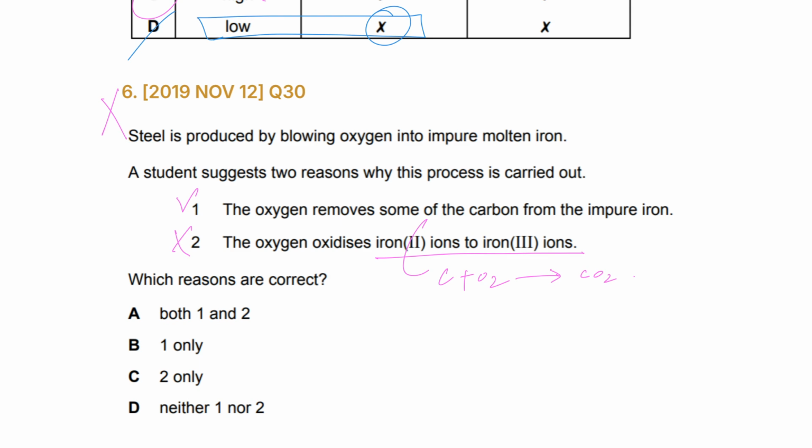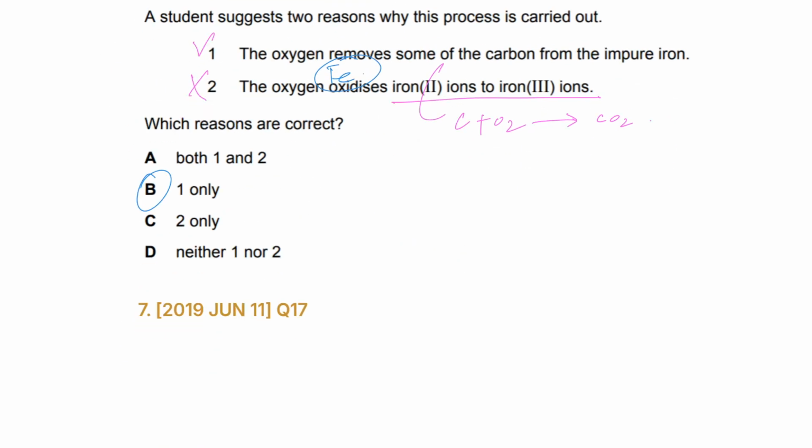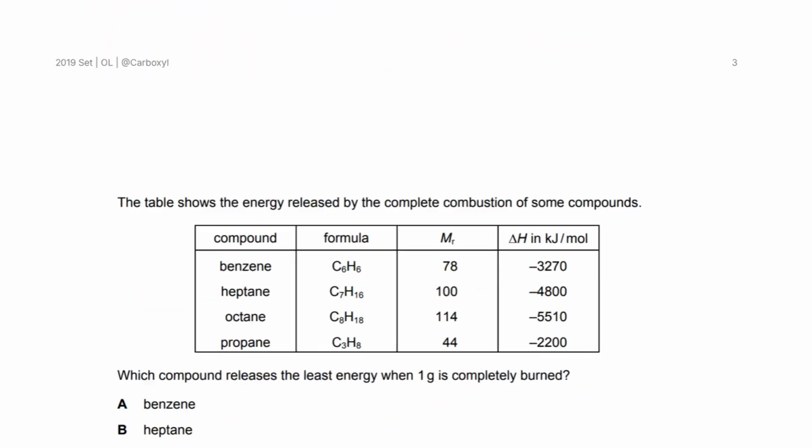Yeah, and fun fact, it's not even iron 3 plus ions. You have molten iron. It's iron, not iron 2 plus or 3 plus. It's just molten iron. So 2 is probably wrong. So the correct option is B, but this is not in course, so don't worry about it. Forget about it, and I can't be bothered to use my brain for this.